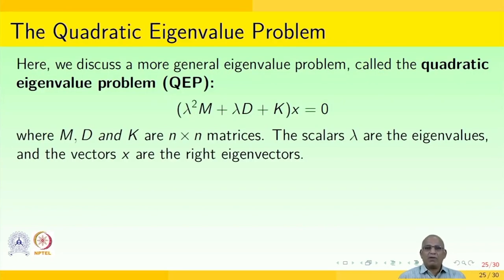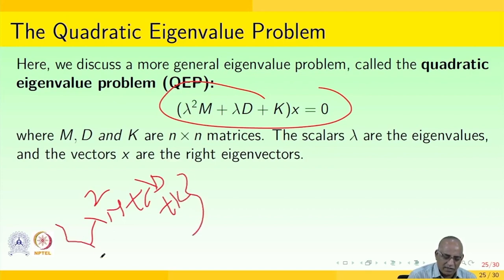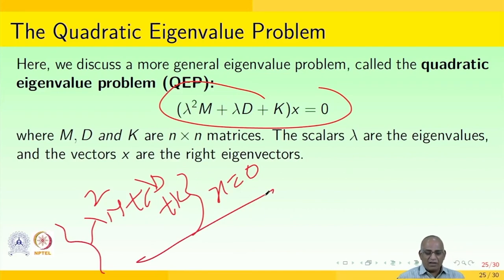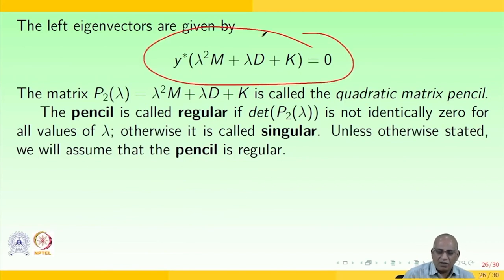The quadratic eigenvalue problem. Here we discuss a more general eigenvalue problem called the quadratic eigenvalue problem. Here lambda is a scalar, and (lambda squared M plus lambda D plus K) acting on x is equal to 0, where M, D, K are n by n matrices, the scalars lambda are the eigenvalues and the vectors x are the right eigenvectors. The left eigenvectors are given by y star times (lambda squared M plus lambda D plus K) equal to 0.